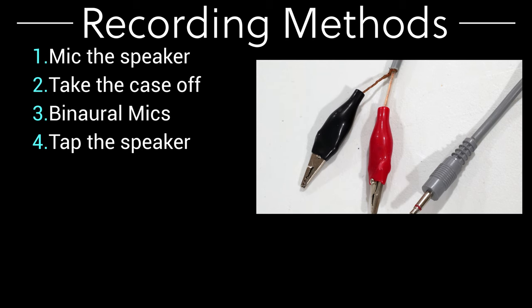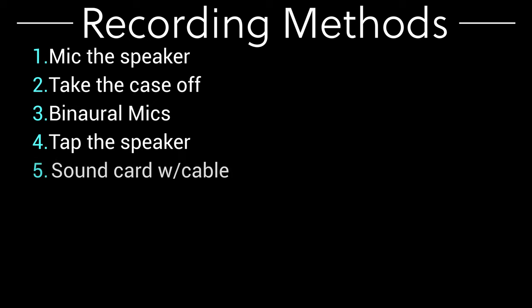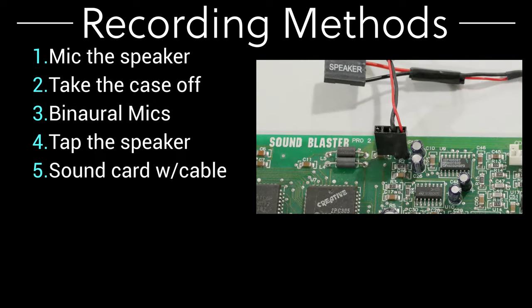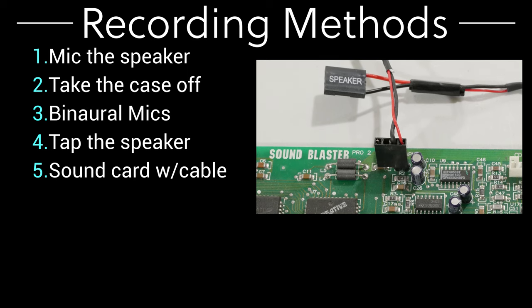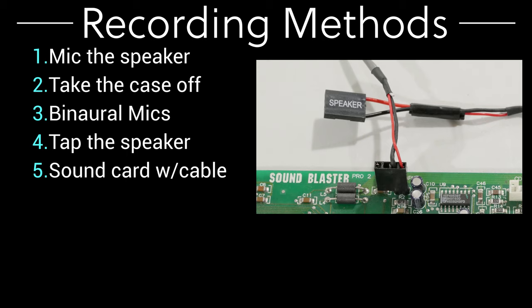This is something Access promoted when they made real sound games. You connect one speaker lead to the center pole of a cable and the shielding to ground. For a link to building a cable, see the show notes in this video's description. Number 5. Route the speaker audio through a sound card using a cable, then record the sound card's output. Many sound cards allowed this, but you may have to build your own cable.